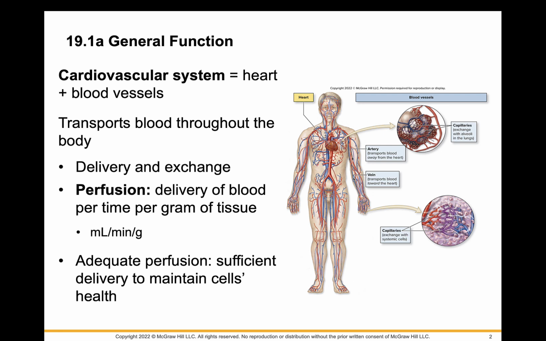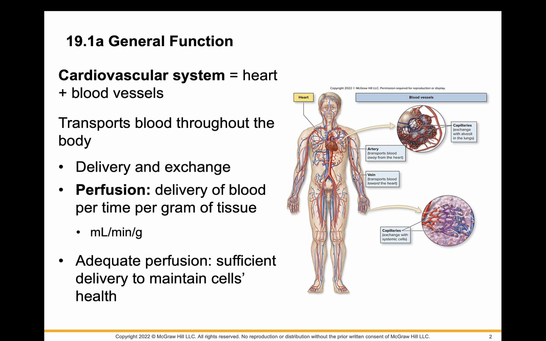If we look at the primary structures that make up the cardiovascular system, it is the heart and blood vessels. I personally have heard the term circulatory system used, but I prefer cardiovascular because it gives us more of an idea of the structures that are actually involved.